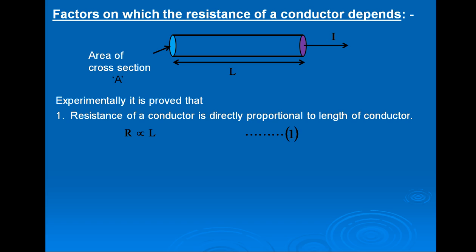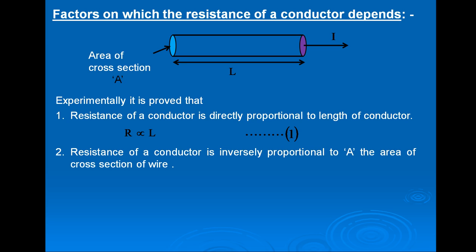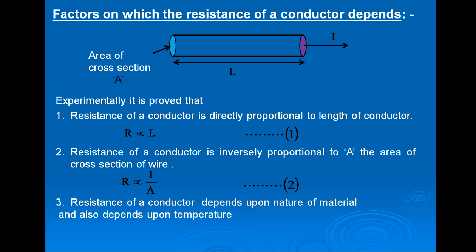Put it as equation number 1. Number 2, resistance of a conductor is inversely proportional to A, the area of cross section of the wire, that is, R ∝ 1/A. Put it as equation number 2. Now 3, resistance of a conductor depends upon the nature of the material and also depends upon the temperature.